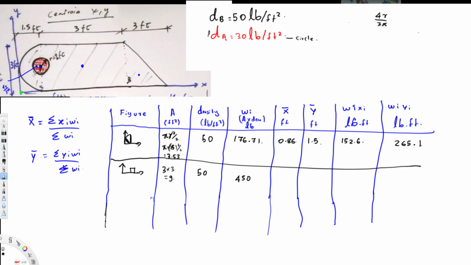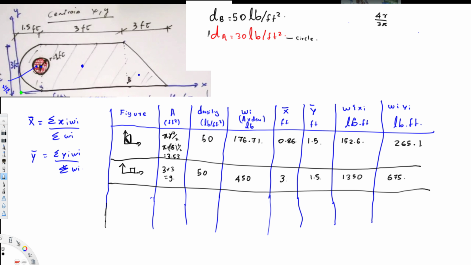And the x bar is going to be the distance from here to this middle. So we know this one is 1.5. This is going to be in the middle, 1.5. So 1.5 plus 1.5 is going to be 3. The height is going to be from the bottom to half of this, which is 1.5. Then WiXi is simply the multiplication of this weight and the x bar. So it's going to be 450 times 3, which is 1350. And Wi times y bar is going to be 450 times 1.5, which will give us 675. So we are done with the square now.